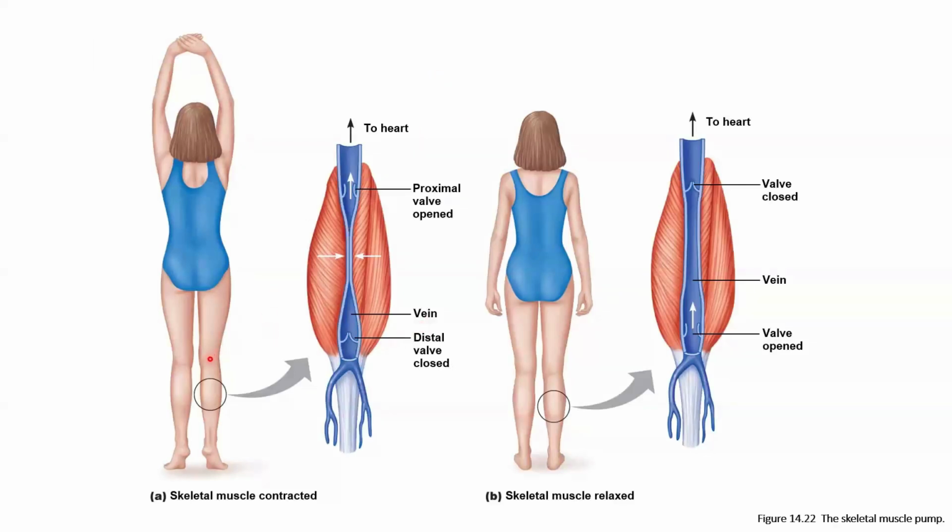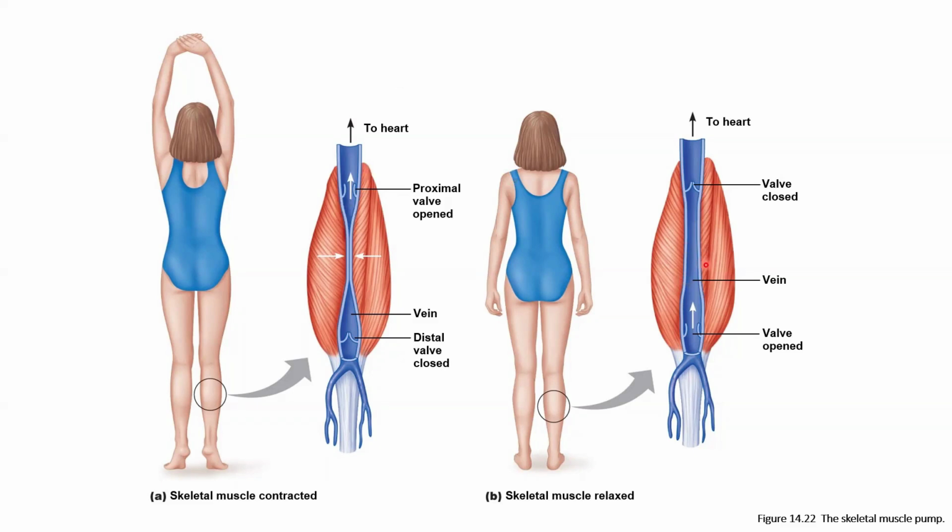Okay, so here is what we mean. So here is your skeletal muscle that's contracting. When the contraction takes place, like when you're walking, running, jumping, the valve is open. This is what allows the blood to move in one direction. The preceding valve is closed, and the valve that is beyond, or distal, or in this case proximal, is going to be open. So blood can move towards the heart.